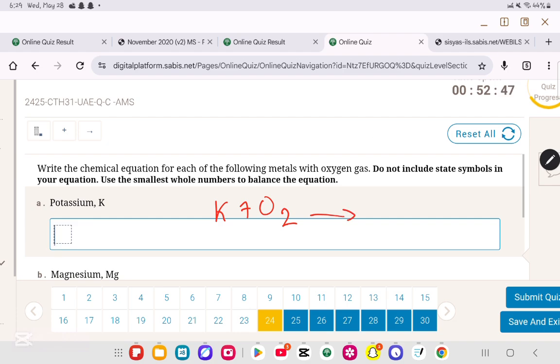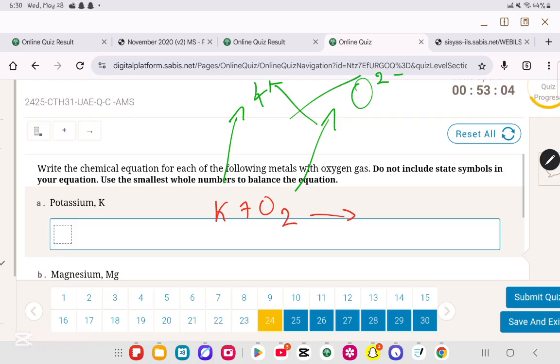But it's definitely going to be potassium oxide. So, how do we find it out? You have to take the ions. K, if you take its ion, it's K plus. O, if you take its ion, it is O2 minus.